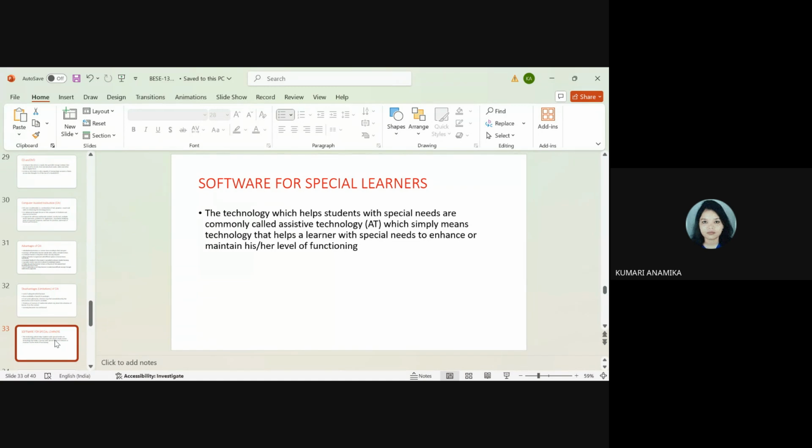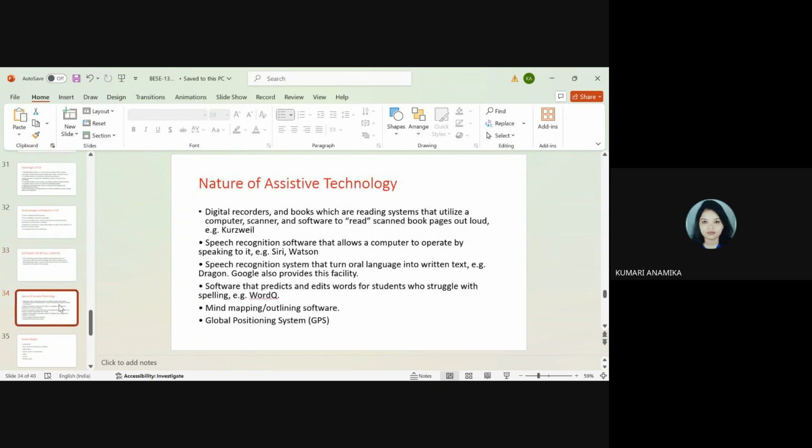Okay, after that we will see there are different software for spatial learners. When we see these spatial learners, what do we mean by spatial learners? The technology which helps students with special needs is commonly called assistive technologies or AT, which simply means technology that helps a learner with special needs to enhance or maintain his or her level of functioning. Okay, what is the nature of assistive technology?